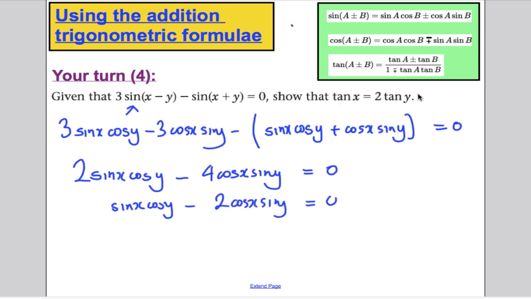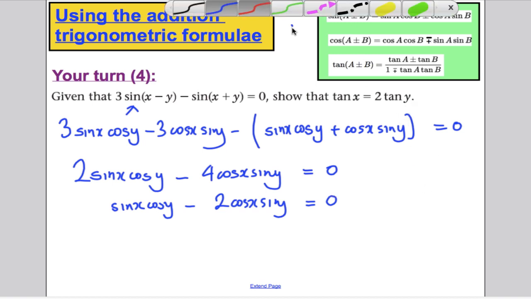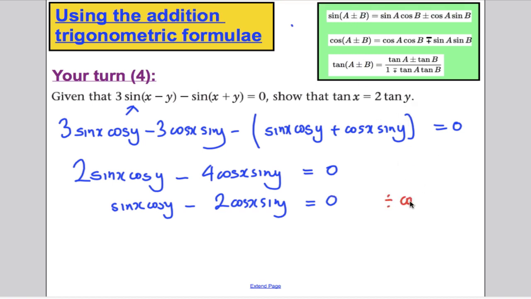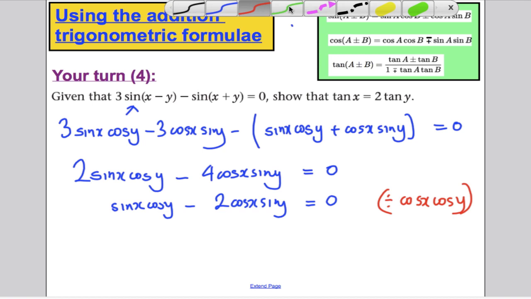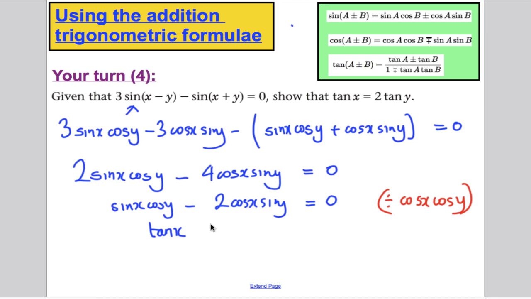And we want a tan x going on and we want a tan y going on, so with a bit of foresight, if we said to ourselves if we divided everything by cos x cos y, that would help us. So let's do that. I'd get a tan x here, and over here I would get minus 2 tan y equals 0. And then if we add 2 tan y to both sides, I get what I was looking for. Tan x is equal to 2 tan y, and I'm done. Okay, and that's all the types of questions that come up with the addition trigonometric formulae.